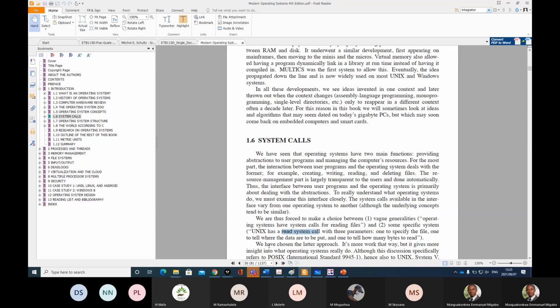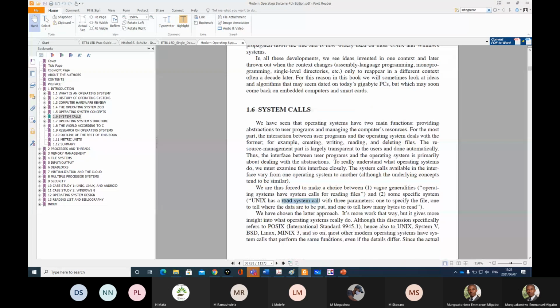This Wednesday. We have chosen the later approach, meaning the one of specific system calls. It's more work that way, true, but it gives more insight into what operating systems really do. And here I'm slowly landing on why in this subject, as we learn operating systems, we will go more towards Unix rather than, for example, Windows, etc.